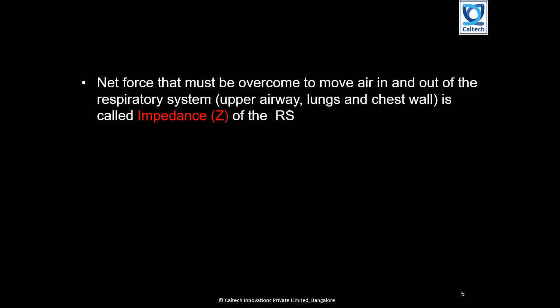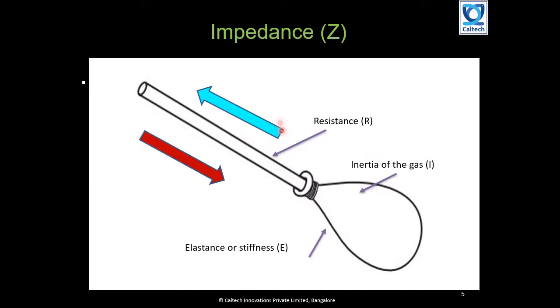When you breathe, the net force that you must overcome to move air in and out of the respiratory system is called the impedance of the respiratory system. Impedance is denoted by the symbol Z. Let's take a look at this figure. This is the straw and balloon model. The straw represents the airways, while the balloon represents the periphery of the lung.